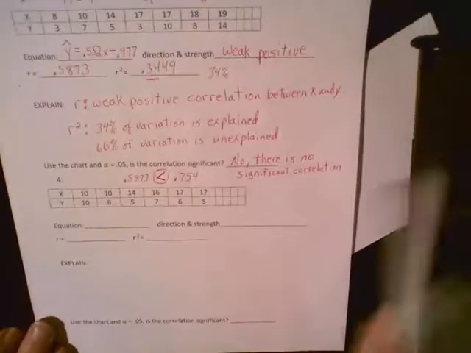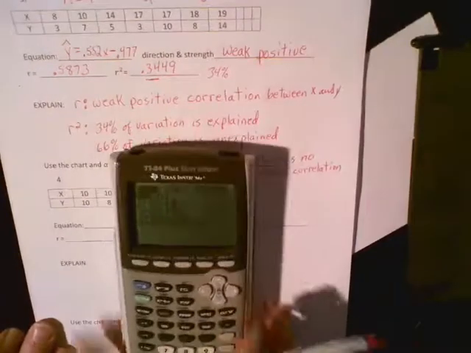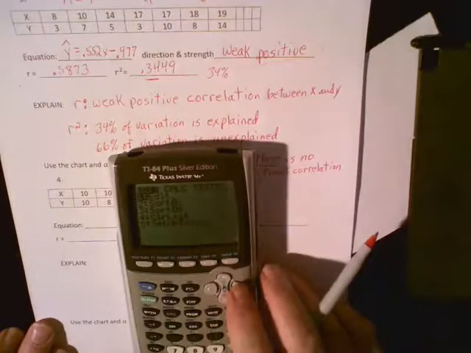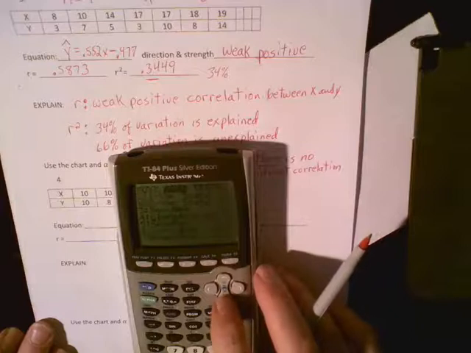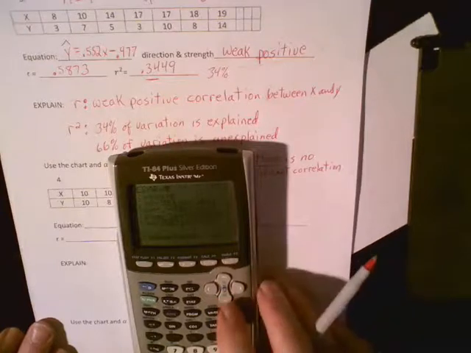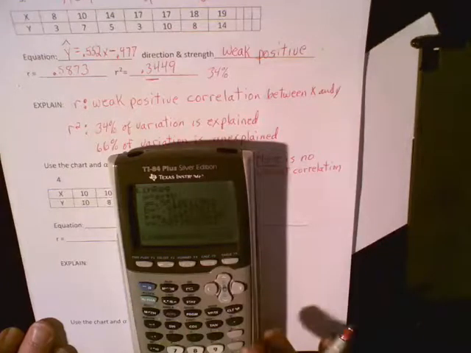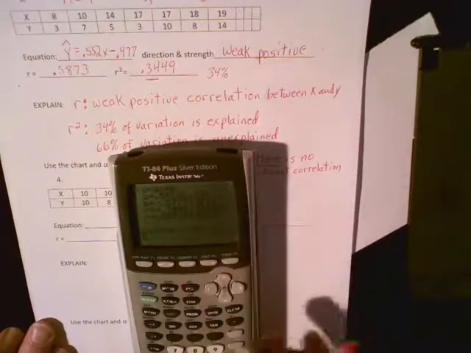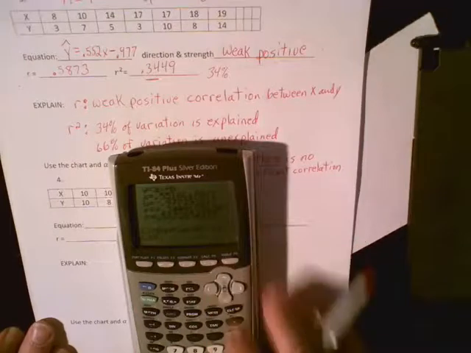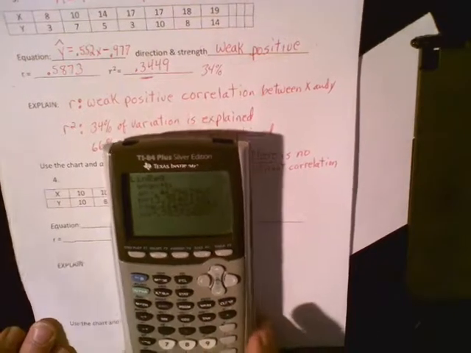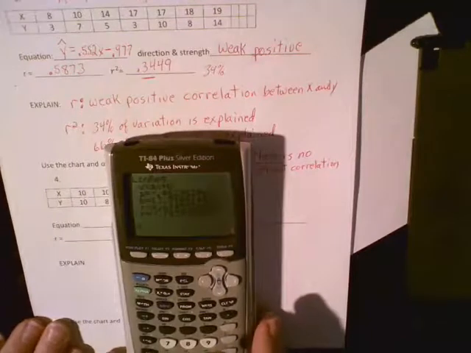Now we go to number 4, and I've already put all the numbers in my calculator, in the list. So I go to stat, calculate, go down to linear regression, hit enter. This time I put them in list 3 and list 4, so I hit second 3, comma, second 4, hit enter. Tells us a, b, r squared, and r.